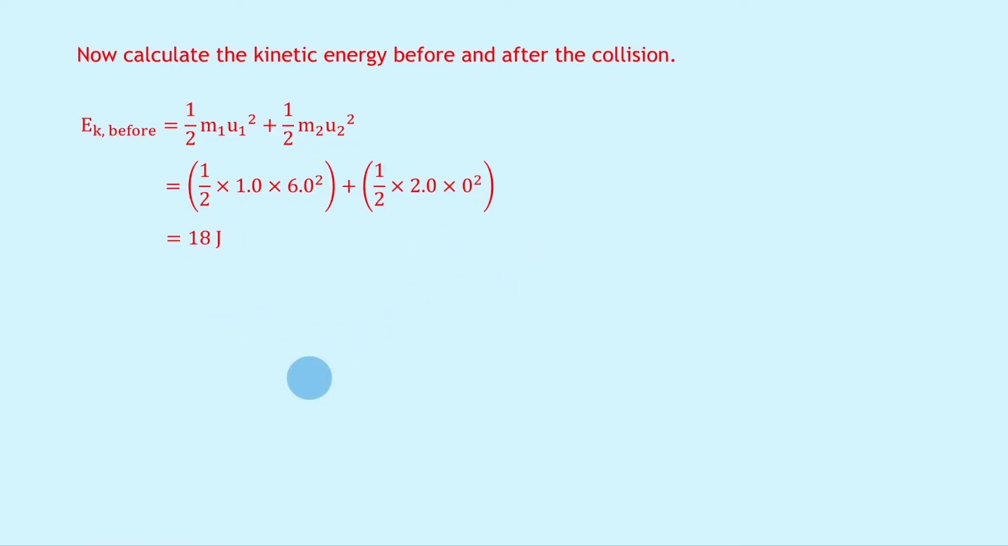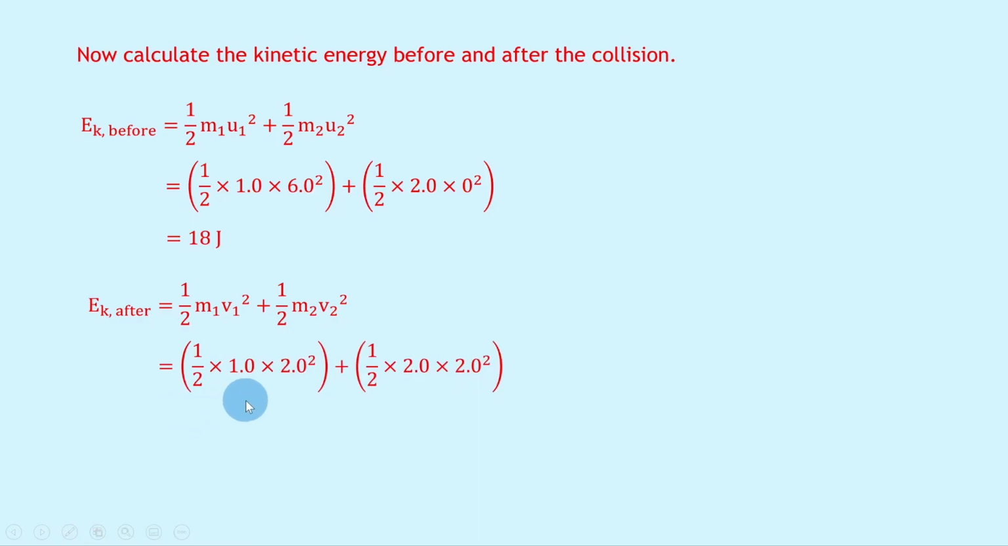And then we can do the same for after the collision, so EK after equals a half m1v1 squared plus a half m2v2 squared, which equals a half times 1.0 times the 2.0 squared, that was our final velocity we just calculated, plus a half times 2.0 times the 2.0 squared.